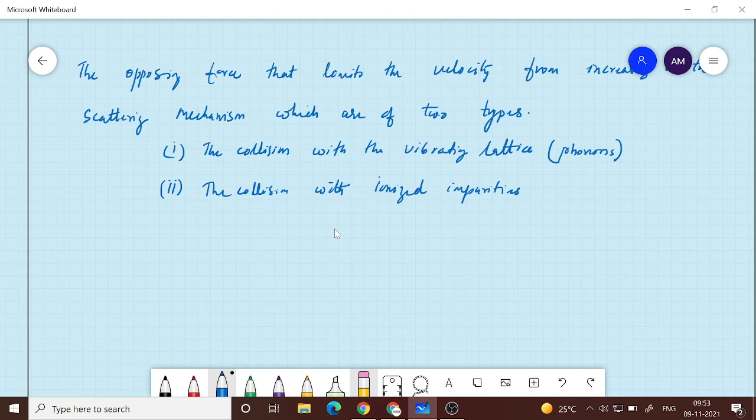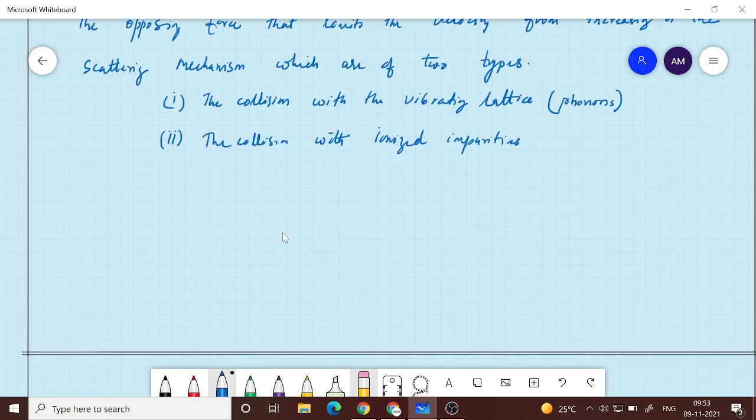So all of these mechanisms are there, just like I said about the vehicle which is being driven by an external force. As the speed increases, the drag force also increases, and the point at which these forces become equal, the velocity gets saturated. Similarly, the velocity of the charge carriers, electrons or holes, will get saturated.